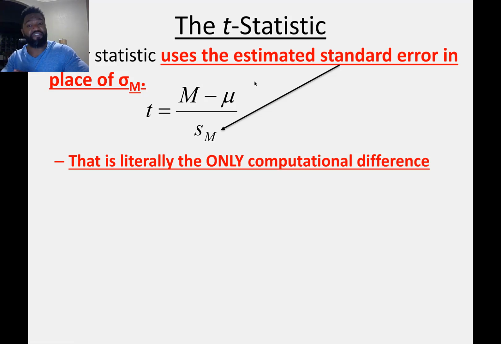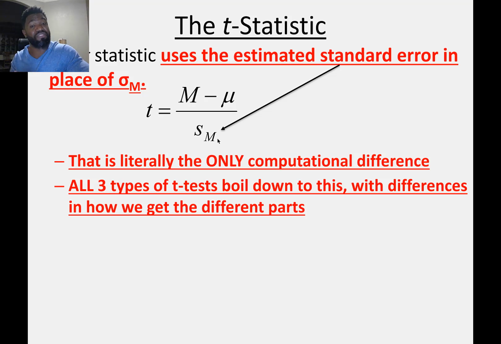And that's literally the only computational difference for the one that we're learning today. The only difference between the z-statistic and the one sample t-statistic is that instead of having the bottom part be based on the population standard deviation, it's going to be based on the sample standard deviation. That is literally the only computational difference. So it makes a nice little segue here.